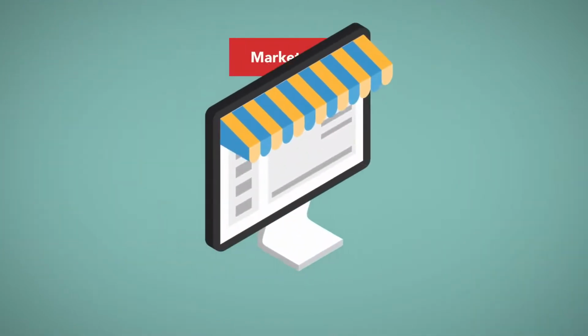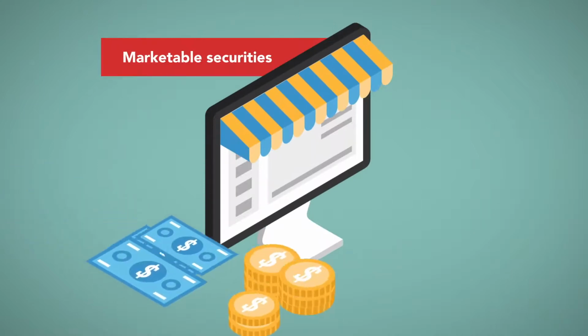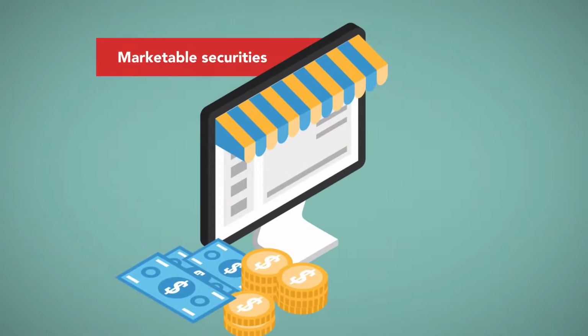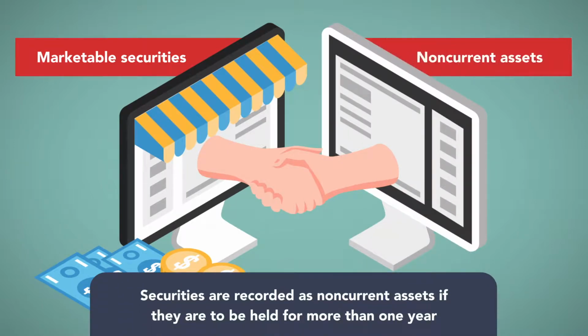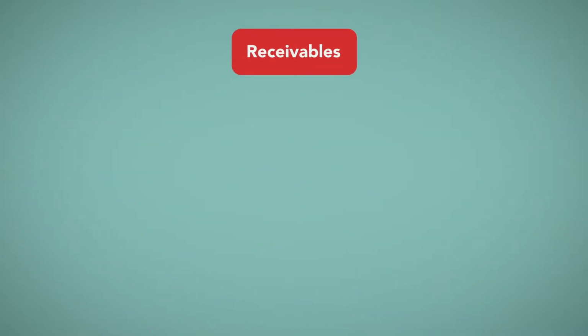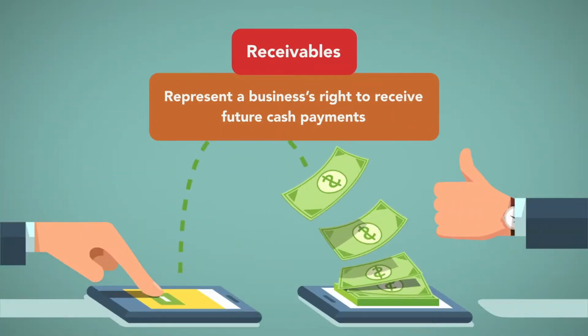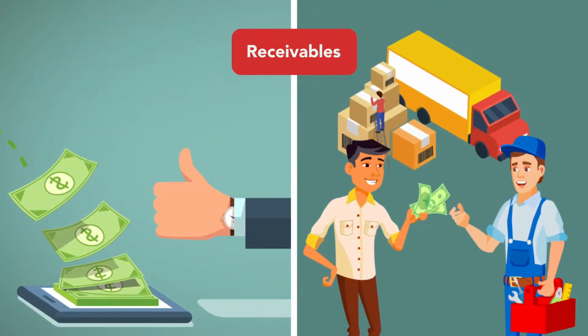Marketable securities that a company expects to convert into cash within 1 year are recorded at market value as current assets. Securities are recorded as non-current assets if they are to be held for more than a year. Receivables are next in the order of liquidity, and they represent a business's right to receive future cash payments. Sometimes businesses deliver goods or perform services in exchange for an expectation of future payment.